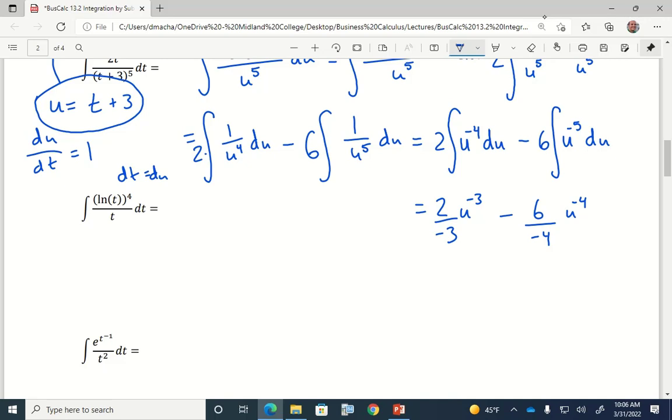So this leaves me with negative 2/3 u to the negative 3 plus 3/2 u to the negative 4, where if we go back to our very first step, our very first choice, we decided u was going to be equal to t plus 3. And so instead of u, I'm going to write t plus 3 in these blanks.